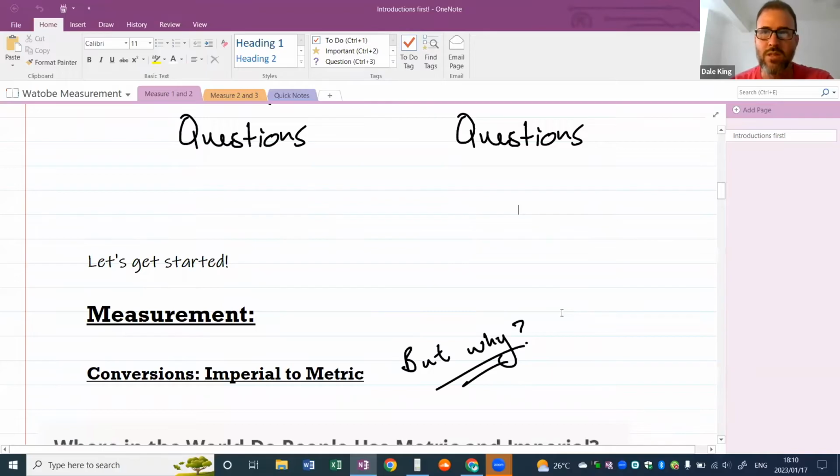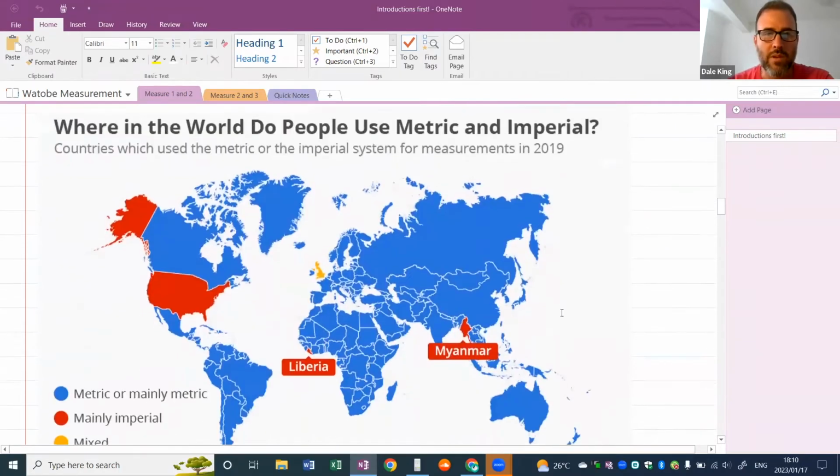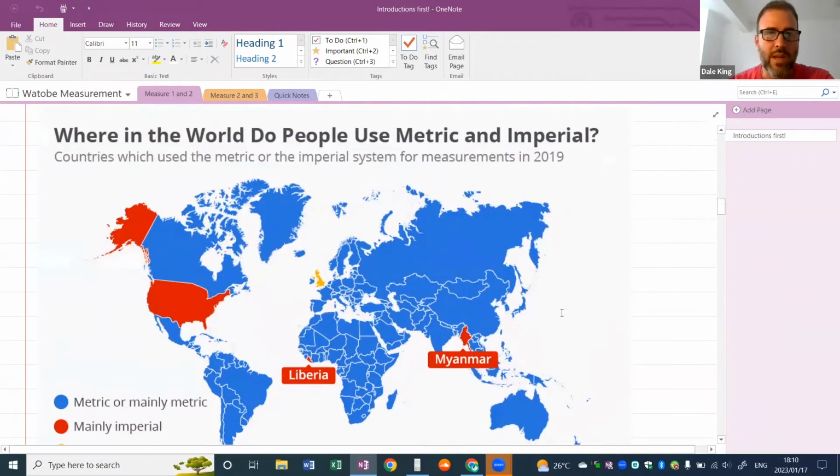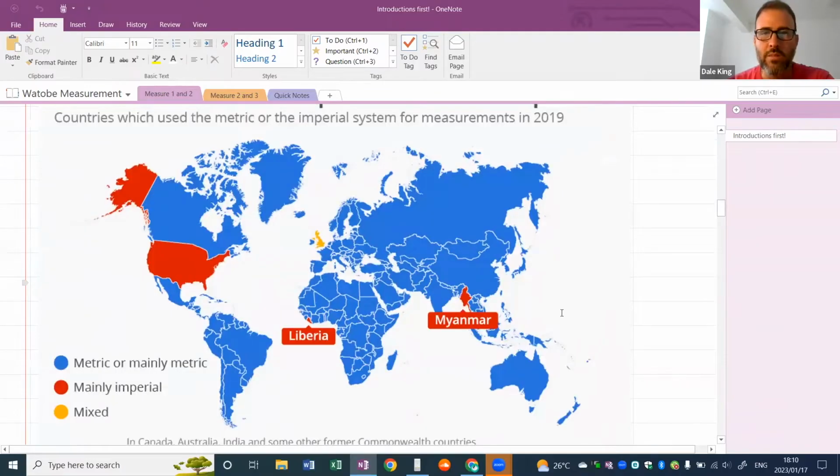Why do we do this? Why is this even in the syllabus, imperial to metric? Okay, so I wanted to show you this map. I don't know if you can see it. This is a map about who uses the imperial and who uses the metric system. Now, the blue are all the people that use the metric system. All right, that's us. So we're just like everyone else in the world. We use the metric system.